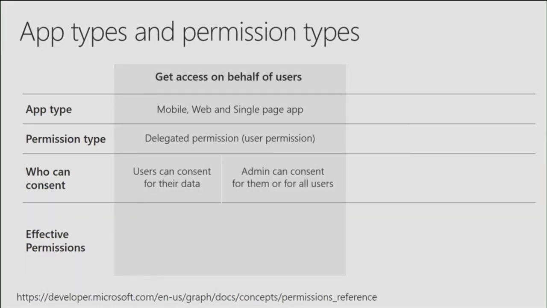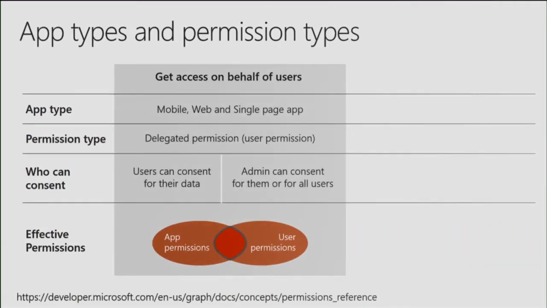We have certain permissions that users can consent to if the data is within their scope, or things that must be consented by an administrator because they are wider scope things that generally are tenant-wide. The permissions that the app gets is effectively the permissions that were granted to the application, so maybe it asks for the ability to read the user's mail or read the user's calendar, and the permissions that the user has to that same resource. And you see the intersection there.